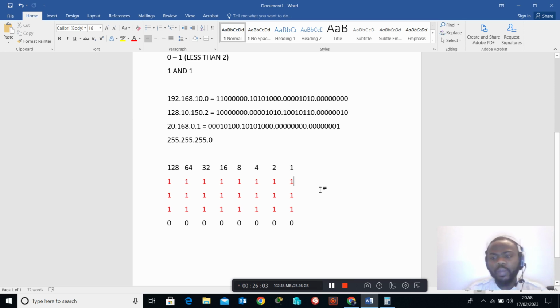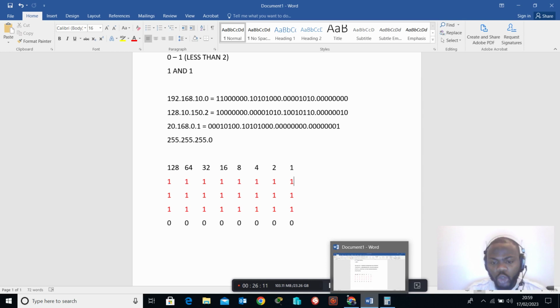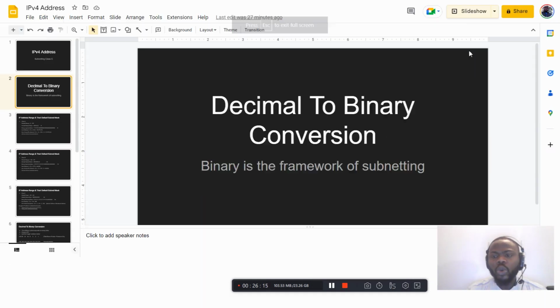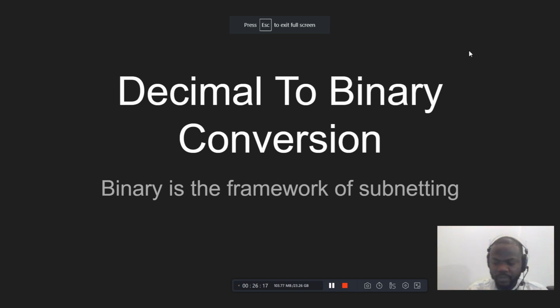So that's how simple IP addresses are. So now that I've done this, let's move back to our slides now. I'm sure by now you should understand decimal to binary conversion.